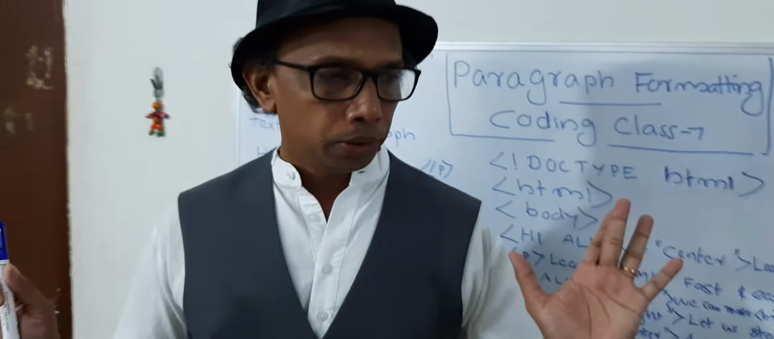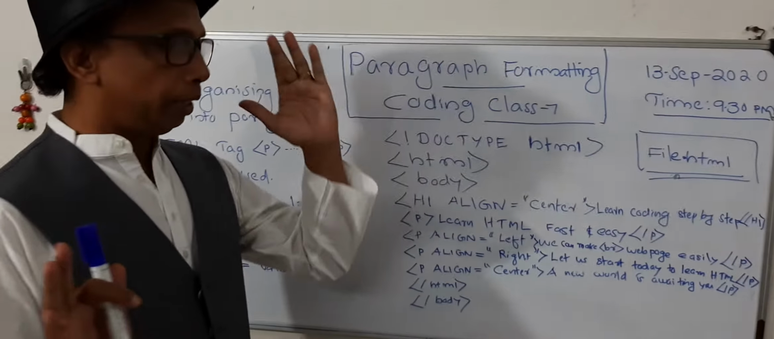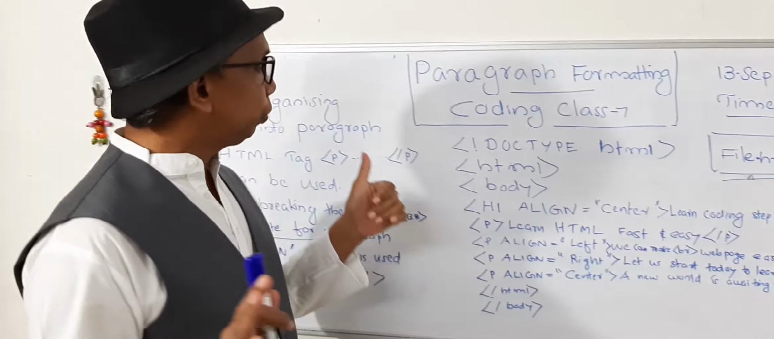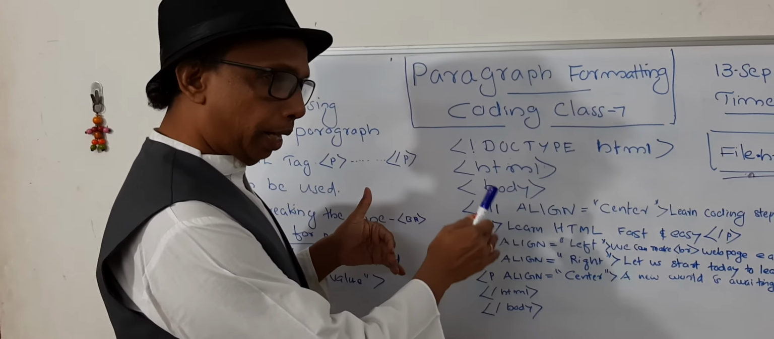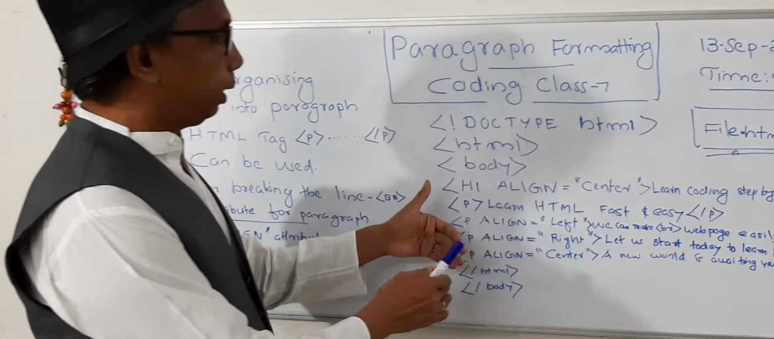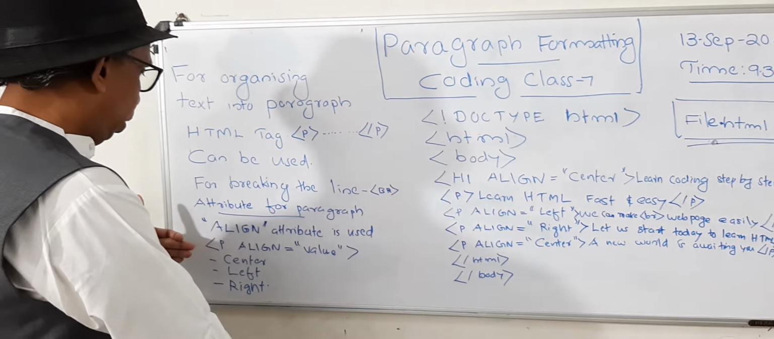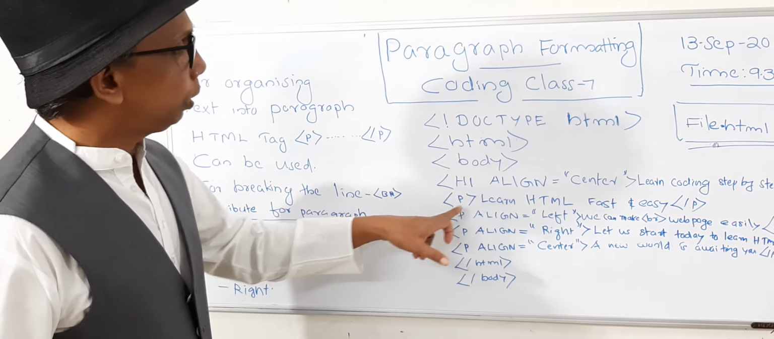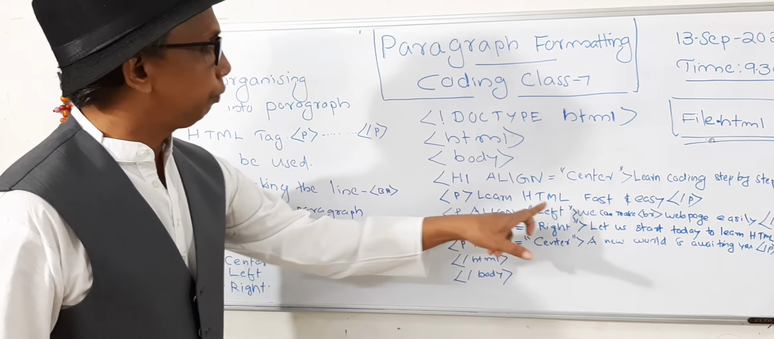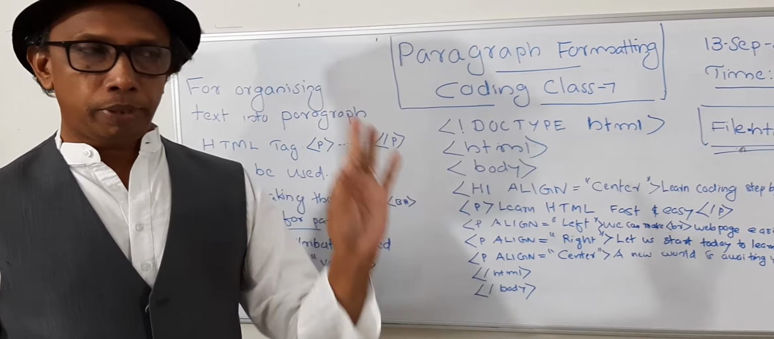Okay, fine. So Angelina, we have completed how to format a paragraph by using the HTML tag. We can break the line, then we can arrange the sentence, that line into left side, right side, center side by using the align. Align left, align right, align center. So keep it in mind.